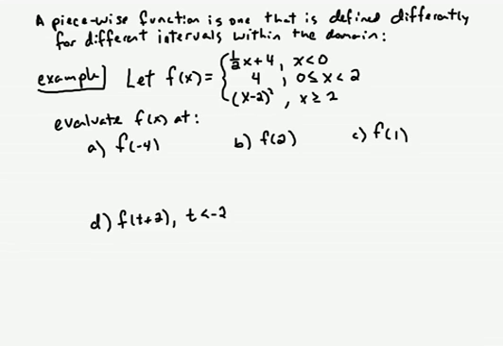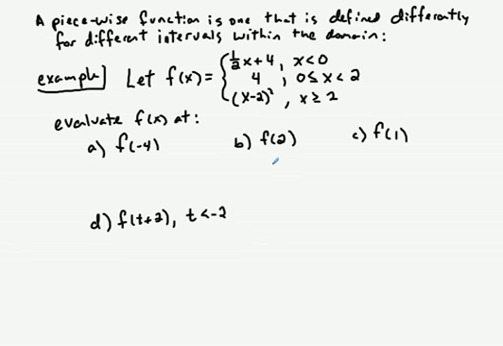So for example, we read this function f of x to mean that when x is a number less than 0, we substitute our value of x into the piece that says 1/2 times x plus 4. When x is greater than or equal to 0 but less than 2, the y value will be found by using y equals 4. However, when we substitute in a value of x that's greater than or equal to 2, we substitute that value into this piece that says take x, subtract 2, then square the result.